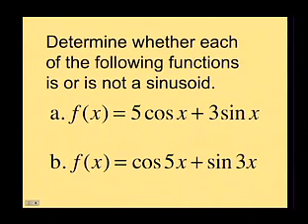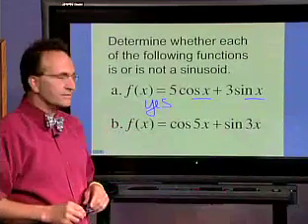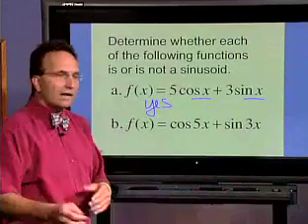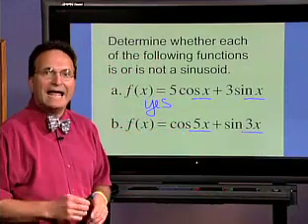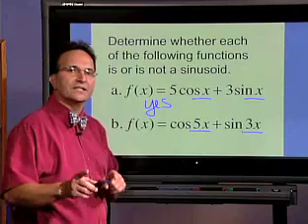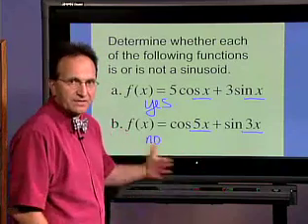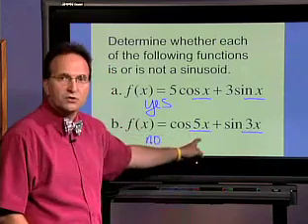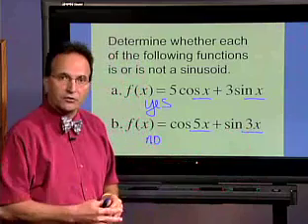So the first one, f of x equals 5 cosine x plus 3 sine x, they do have the same period. It's 2 pi. Therefore, A is yes, that is. What about B? Well, if we look at these, they are not going to have the same period. And therefore, the answer to this is no. And we can specifically say that the period for this one is 2 pi over 5, whereas the period for this is 2 pi over 3.